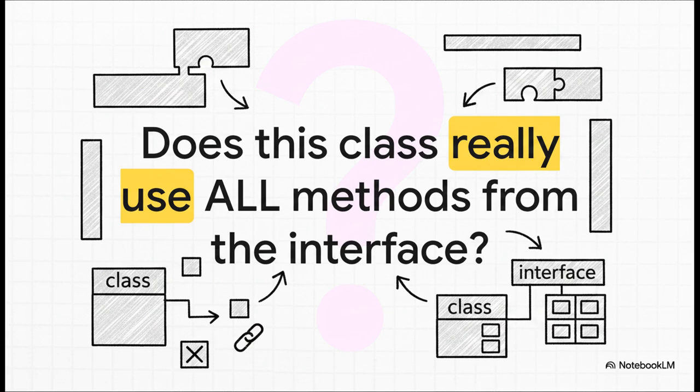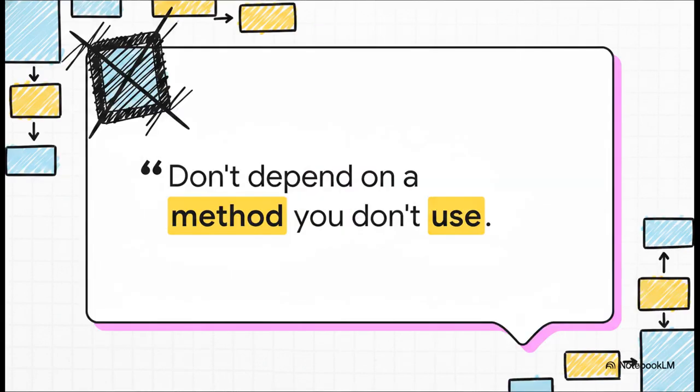If the answer is no, if you see empty methods, if you see exceptions being thrown for unused functions, then you have almost certainly found an ISP violation. It's that simple. Ultimately, it all just boils down to this one powerful idea. Don't depend on a method you don't use. By keeping your interfaces small, focused, and tailored to their clients, you build software that's more robust, more flexible, and so much easier to maintain. So think about it. What part of your own code base could benefit from a little interface segregation?